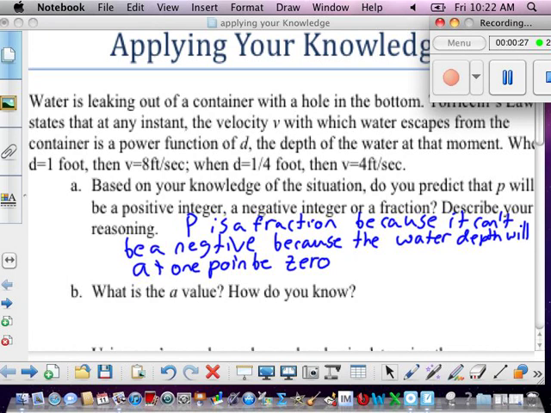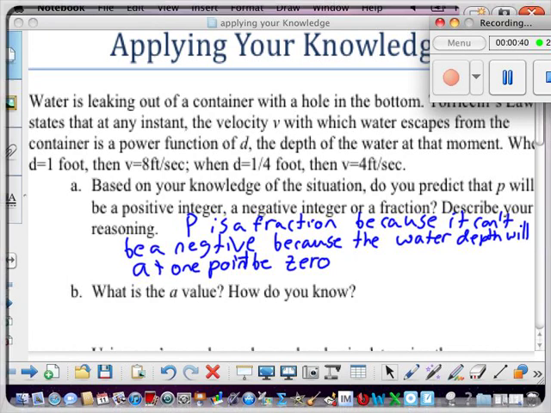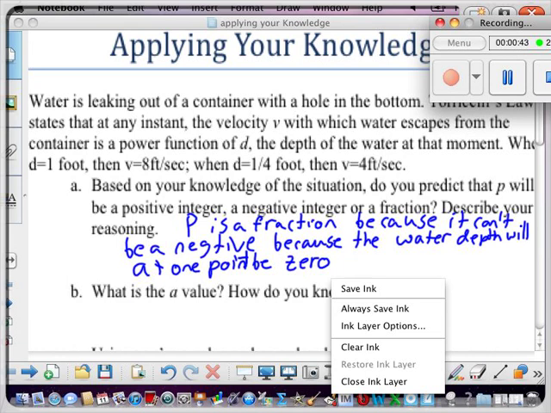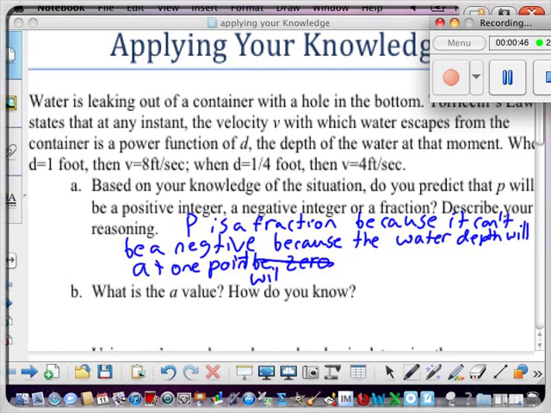If it'll be a positive integer, a negative integer, or a fraction. We know this is all power functions. Okay, we say p is a fraction because it can't be negative. The water depth will be 0 at one point. Correct. Why can't it be positive? Okay, if it was positive, the water would be increasing, not decreasing. If it was positive, the depth would be increasing.